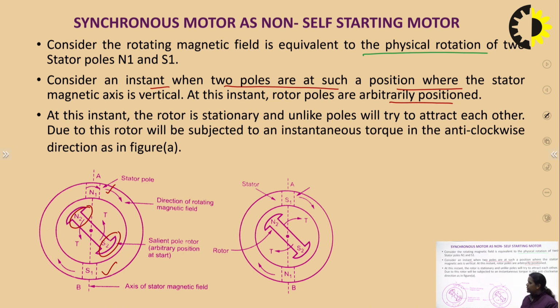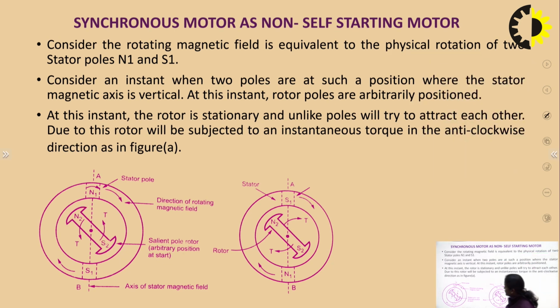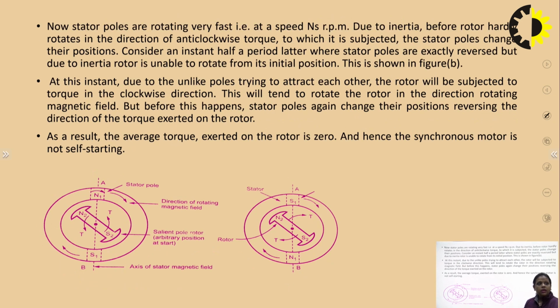Unlike poles will try to attract each other, and due to this the rotor will be subjected to an instantaneous torque in the anti-clockwise direction, as you can see in this figure. In this figure, you can see that N2 will get attracted to S1 and S2 will get attracted to N1, right? So the anti-clockwise torque will be acting on this rotor. Now the stator poles are rotating very fast, right? They are rotating at a synchronous speed.